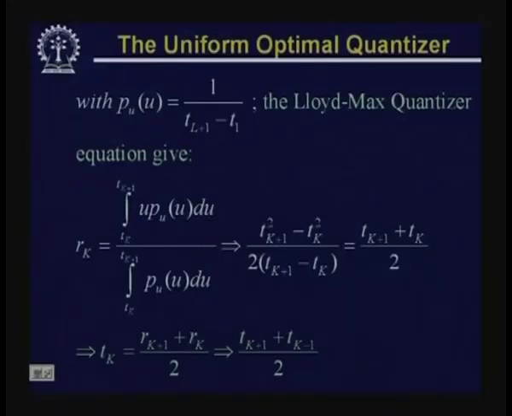By using this uniform probability distribution, the same Lloyd-Max quantizer equations give R_k as follows. If I compute this, you will find that the reconstruction level R_k will be nothing but (T_{k+1} plus T_k) by 2, where T_k will be (R_{k+1} plus R_k) by 2, which is the same as (T_{k+1} plus T_{k-1}) by 2. So, I get the reconstruction levels and the decision levels for a uniform quantizer.